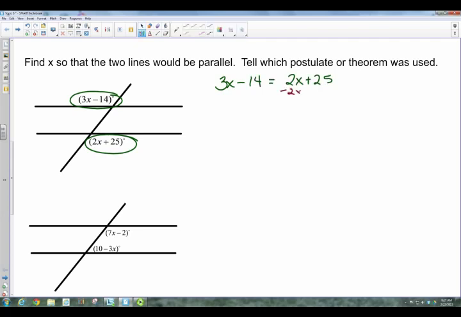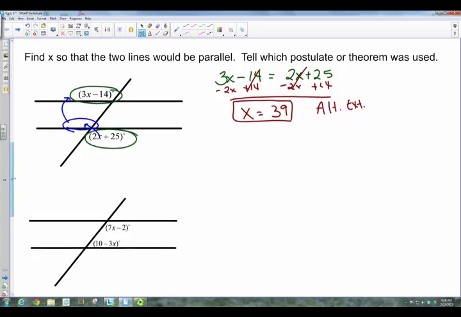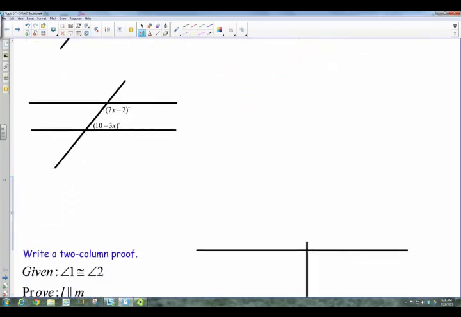Alternate exterior angles are congruent, meaning they're equal. So we set them equal and solve it. Subtract 2x, add 14. Those cancel, and I've got x equals 39. What that says is if x is equal to 39, then they're parallel, and that's what they want you to find. This is true because of alternate exterior angles. If I were to move that this way, which is allowed because they're vertical, then I would have this angle and this angle. Those are corresponding. They can still be set equal, and you'd get the same answer. Your reasoning might be a little different, vertical and then corresponding, but it gets you the same answer.